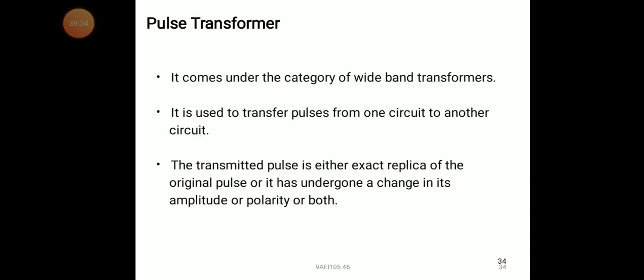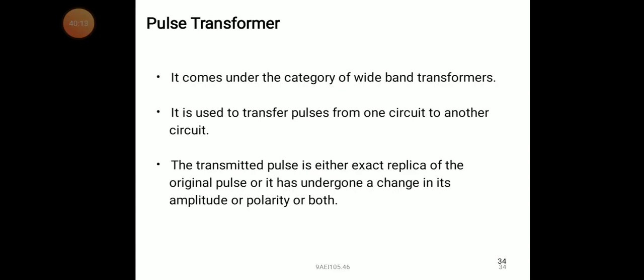The next transformer is the pulse transformer. A pulse transformer deals with pulse type energy. This transformer comes under the category of wide band transformers. Pulse transformers are also called wide band transformers. This is used to transfer pulses from one circuit to another circuit.